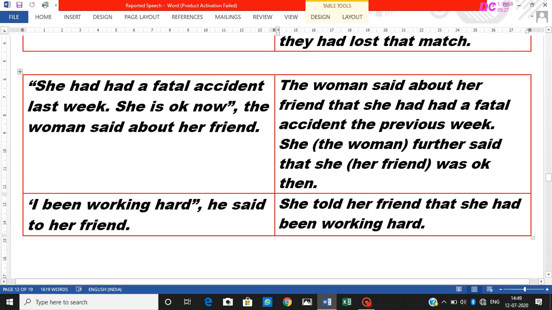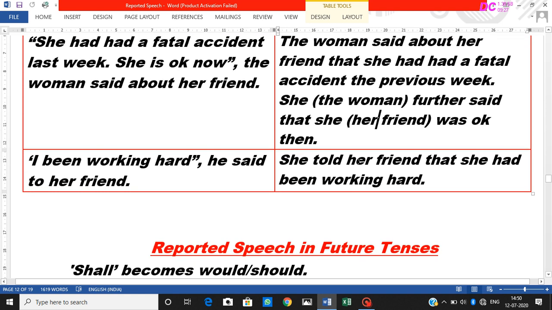Example number next. When there is confusion between two or more pronouns, what do we do? We write the noun to avoid confusion. Here we wrote "she", but it is not known who this is: is it the woman, or the woman who had the accident? So here we wrote "the woman" for the one who is mentioned in the direct sentence as the woman, and here we wrote "her friend", to avoid confusion.